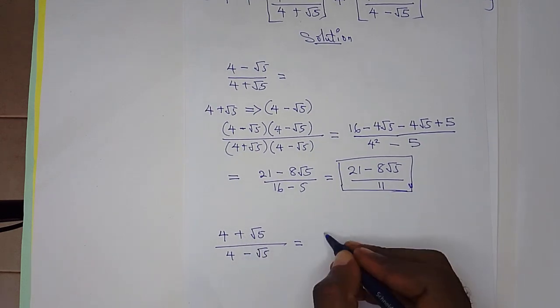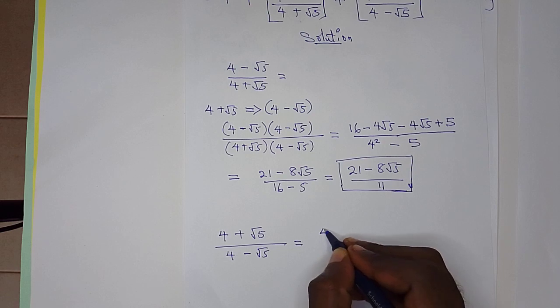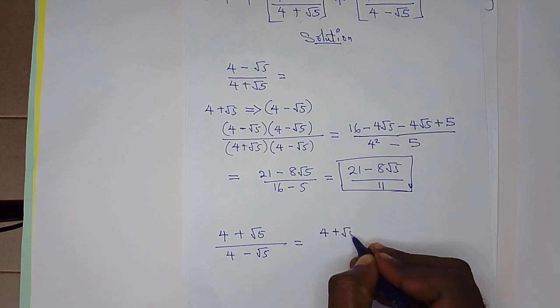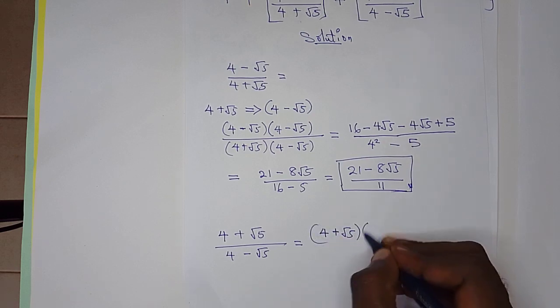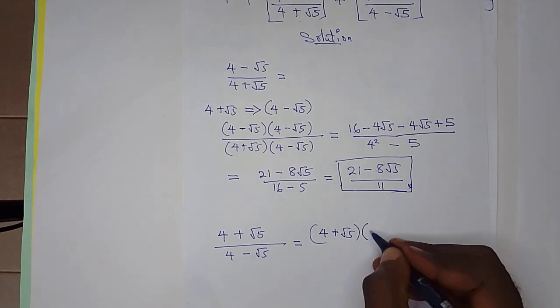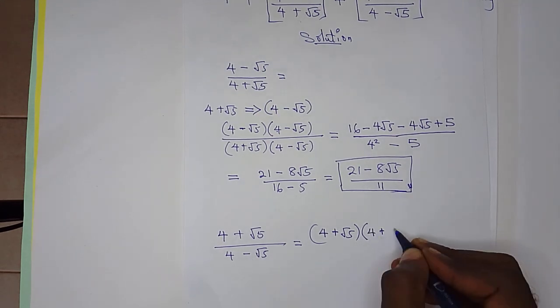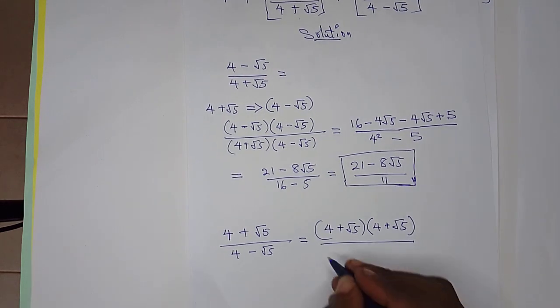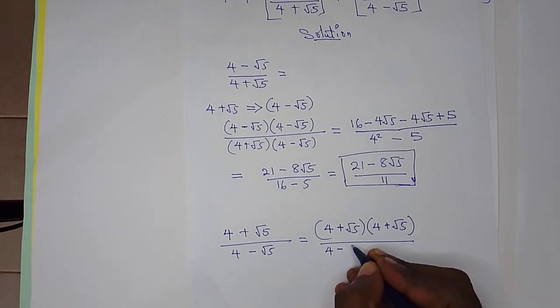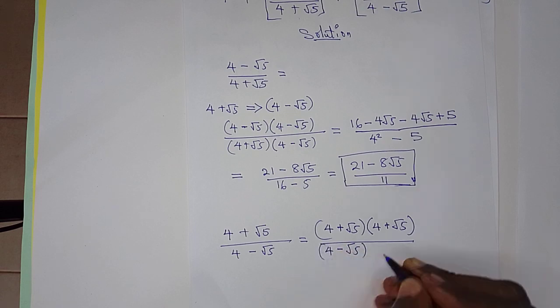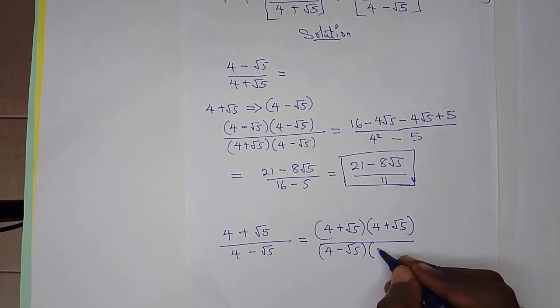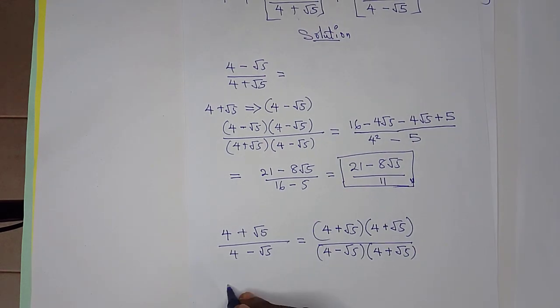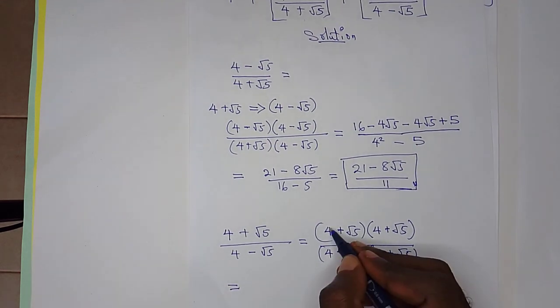So multiply that conjugate by the numerator, which is 4 plus root 5 times the conjugate here. What is it? 4 plus root 5 all over 4 minus root 5 times the conjugate, which is 4 plus root 5. So now let's simplify this.